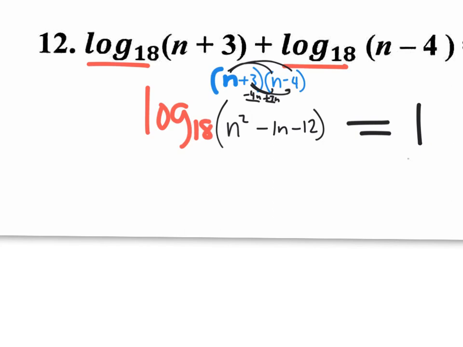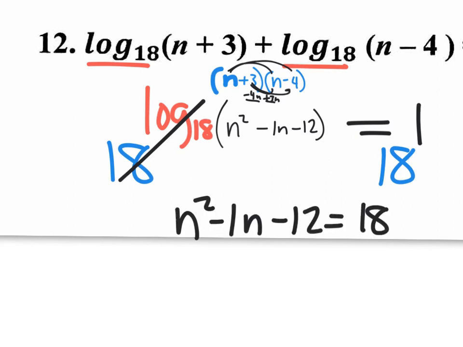So I'm going to raise both sides of this equation to be powers of base 18. A big 18 right there, a big 18 right there. So these guys cancel out. I'm going to end up with the nice, beautiful equation, n squared minus 1n minus 12 equals 18. I mean, technically that's 18 to the 1 power, but that's still just 18.